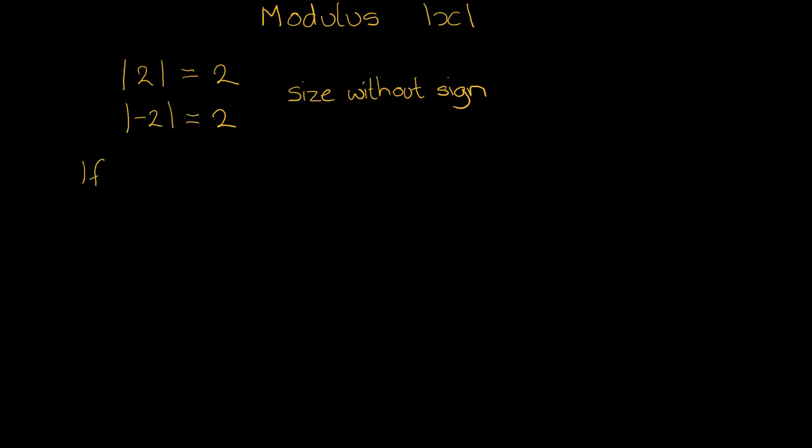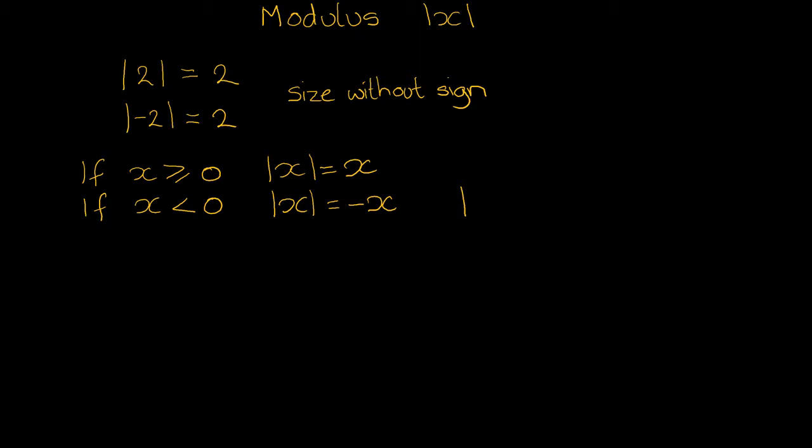Now, if the number is positive already, then of course the modulus of x is equal to x. However, if x was a negative number to start with, then the modulus of x is minus x. If we look at the previous example, the modulus of minus 2 is minus of minus 2, and therefore it becomes plus 2. Now the modulus also works with functions.